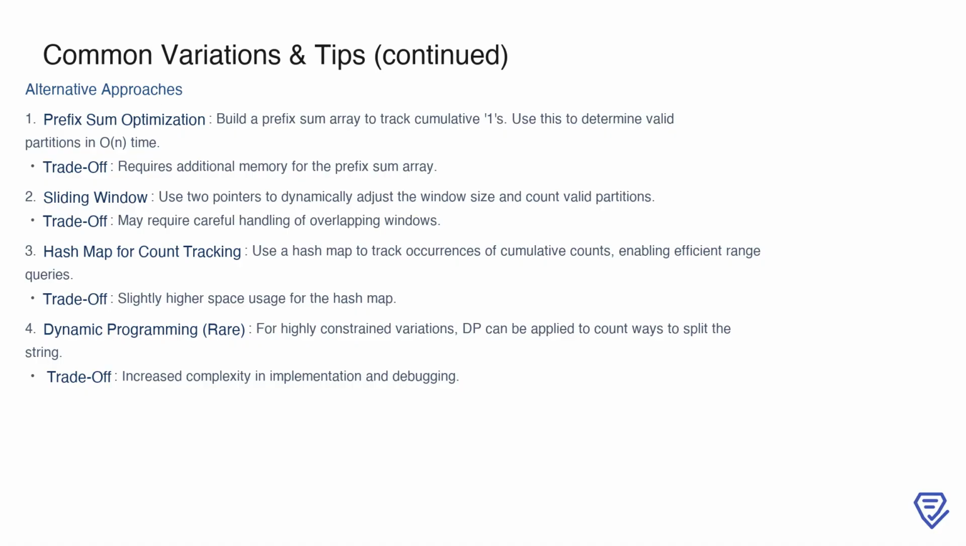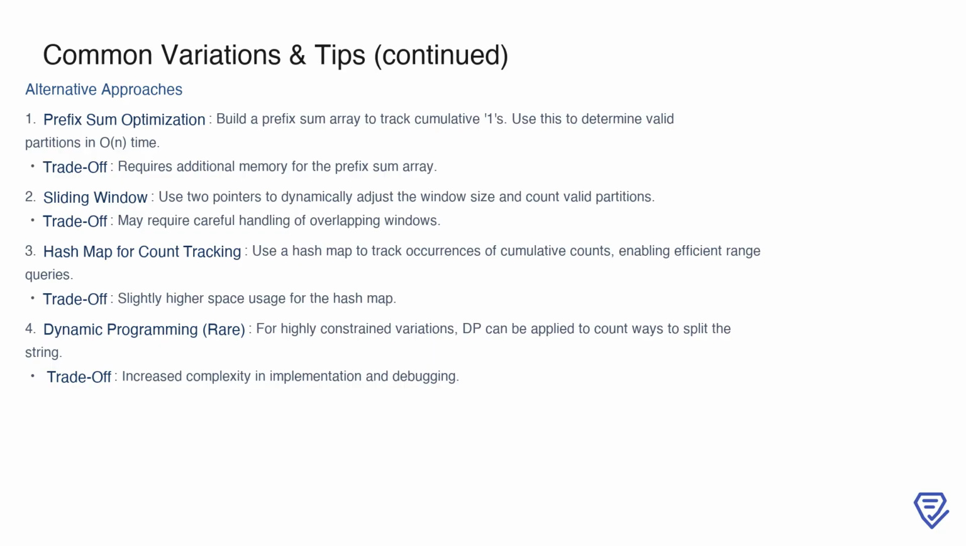There are several alternative approaches to solving this problem, each with its own trade-offs. The first is prefix sum optimization, where you build a prefix sum array to track cumulative counts of ones. This enables you to determine valid partitions in O(n) time, though it does require additional memory to store the prefix sum array. Another option is the sliding window technique, which uses 2 pointers to dynamically adjust the window size and count valid partitions. While this approach is efficient, it may require careful handling of overlapping windows to avoid errors.